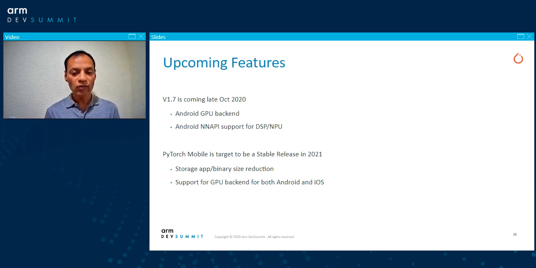The next release for PyTorch 1.7 is expected in the next few weeks, and will add support for GPU backend for Android and the NNAPI export path for DSP and NPU backends that I discussed earlier. We do expect PyTorch Mobile to be a stable release next year. That version will bring support for iOS GPU, as well as new tools and improved runtime to make the binary size even smaller than it is today.